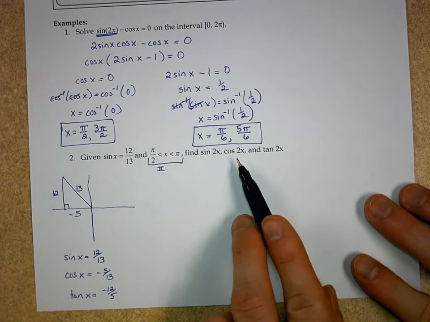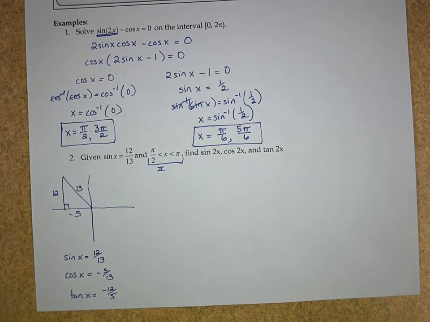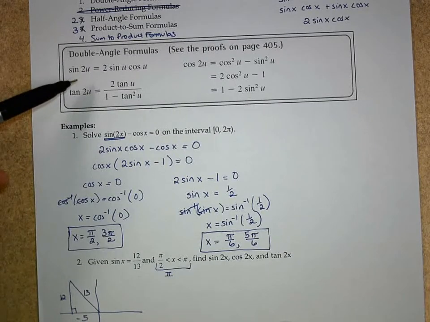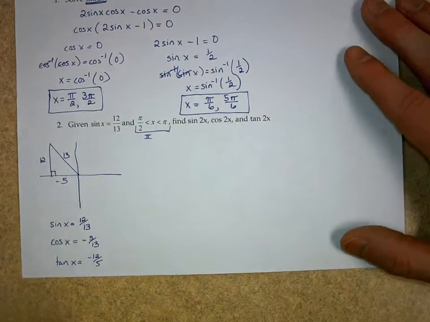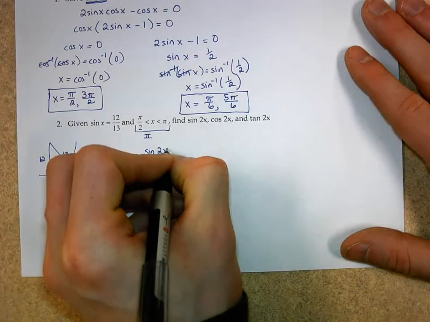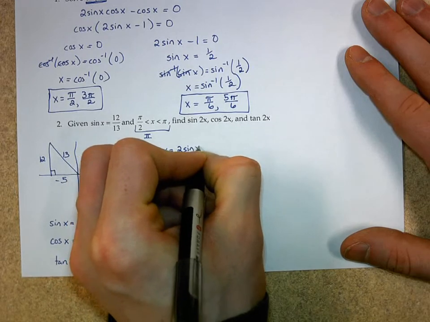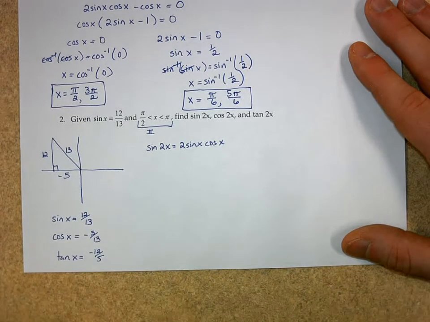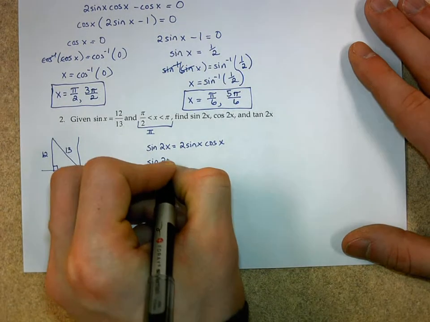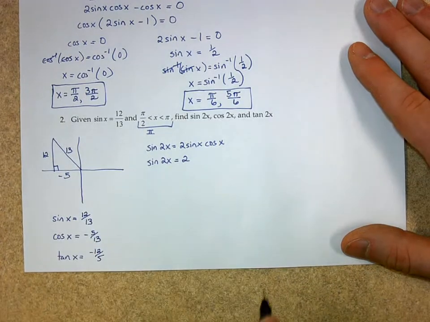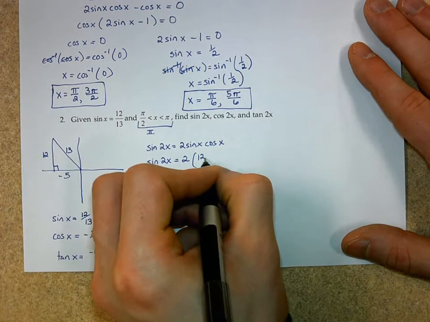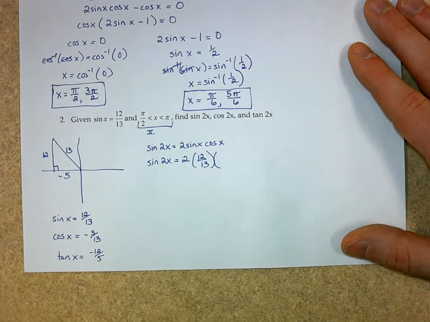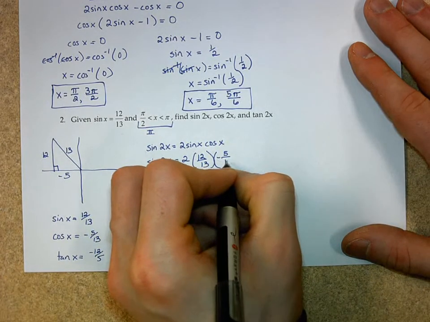That's fine and dandy, but I really haven't answered the question yet. I want to find the sine of 2x, cosine of 2x, and tangent of 2x. So now that I've found the sine of x, cosine of x, and tangent of x, I can go to my equations up here and substitute in. So we know the sine of 2x is 2 times the sine of x, cosine of x. And I found sine of x and cosine of x down here. So the sine of 2x is 2 times 12/13 times -5/13.